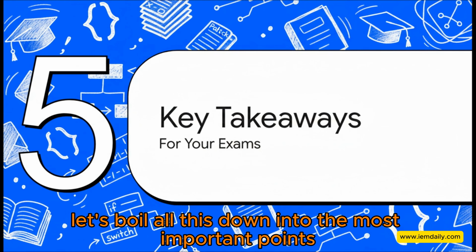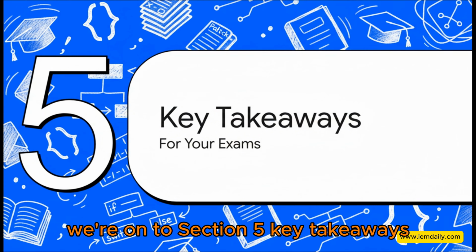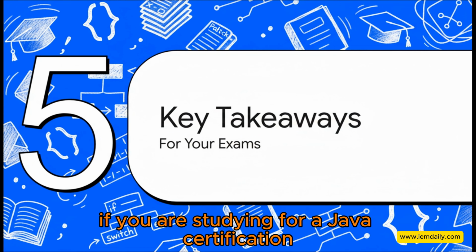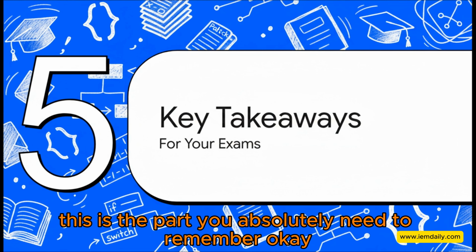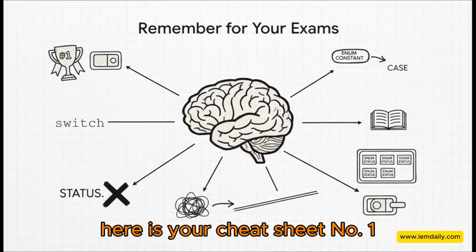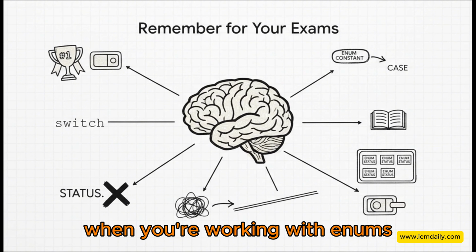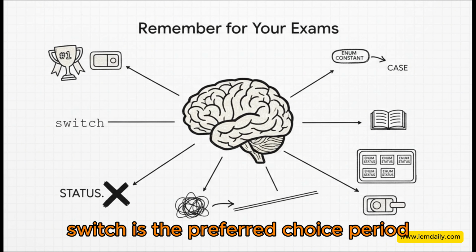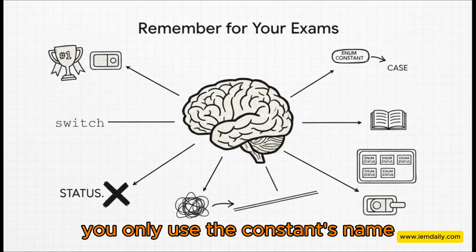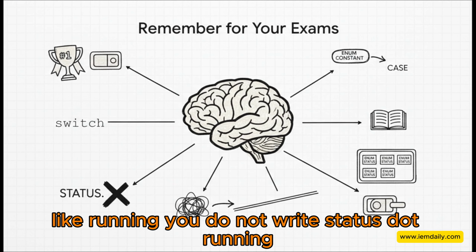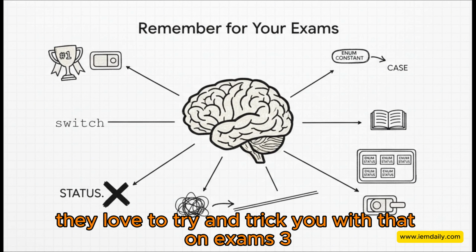All right, let's boil all this down into the most important points. We're on to section 5, key takeaways. If you are studying for a Java certification or maybe a university exam, this is the part you absolutely need to remember. Okay, here's your cheat sheet. Number 1, when you're working with enums, switch is the preferred choice, period. Number 2, in your case labels, you only use the constant's name, like running. You do not write Status.RUNNING. They love to try and trick you with that on exams.